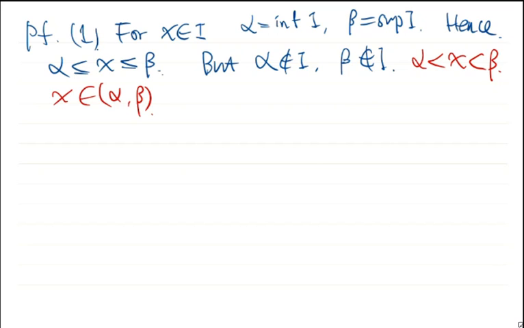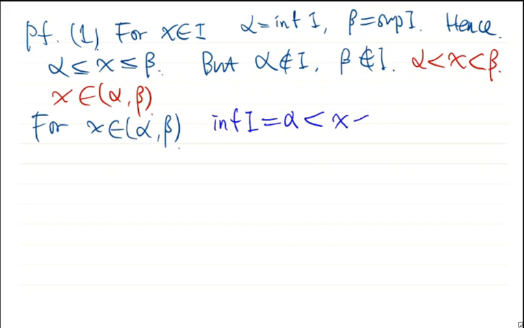So we need to prove the other side of the inclusion relation. So for x in the open interval (alpha, beta), then we have the infimum of I, which is our alpha, less than x less than beta, because x belongs to the open interval (alpha, beta). Therefore, alpha less than x, x less than beta. Beta is the supremum of I. So what will we have?